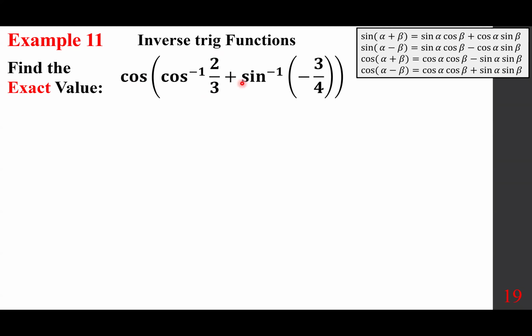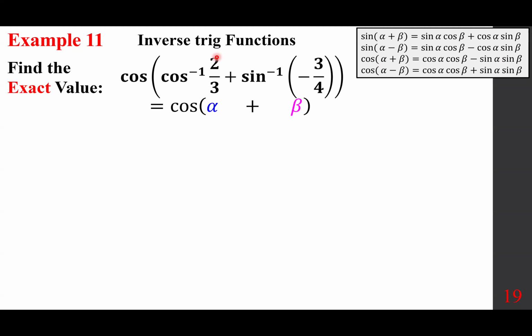Cosine of cosine inverse of 2/3 plus sine inverse of negative 3/4. What is important to understand is that each inverse represents an arc or angle, let's say X or Y or Z or alpha or beta. So therefore, cosine of this represents, this is alpha, this is beta. This is one way to handle it. So you're looking at cosine of alpha plus beta, which is cosine alpha cosine beta minus sine alpha sine beta.